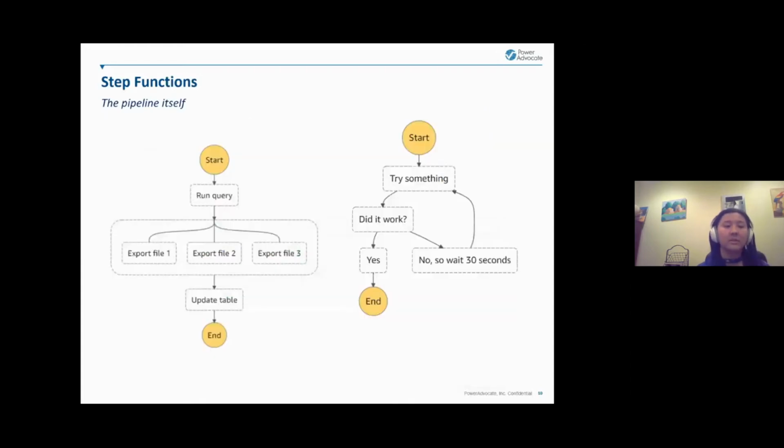And then these are just more examples of more complicated things you can do with step machines. So it doesn't always have to be linear logic, where you run the exact same steps one by one. On the left, we just have an example of parallel processing. So to save time, we can just export all those files at the same time. And after we're done with that, we'll move on to the next step. And then on the right, we just have some more complicated decision logic. So basically, it will keep waiting and trying the step at the top before it finally works and it goes to the end.